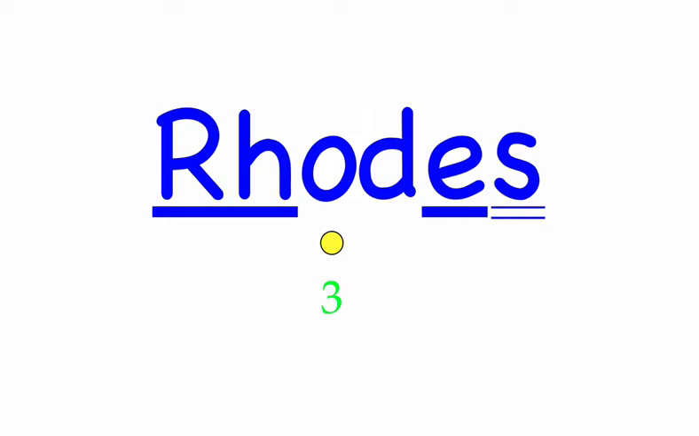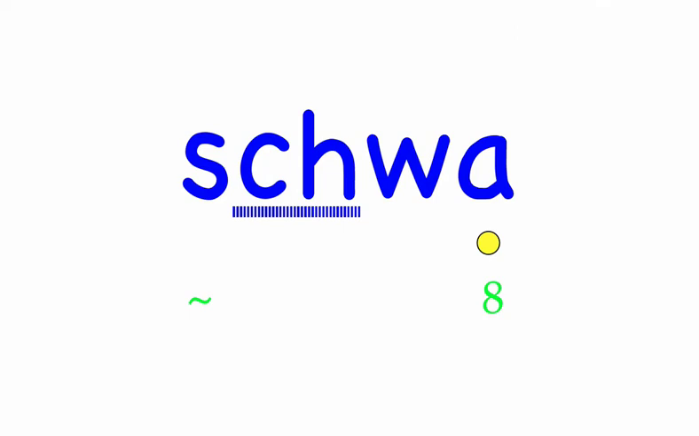Schwa. In English, the schwa sound goes to the unaccented syllable. Schwa. Three sounds. Sh, W, A. Schwa. Mark the word. Notice there is a wave sign under the letter S. The wave sign indicates a letter or letter team is silent, as it is in this word, schwa.